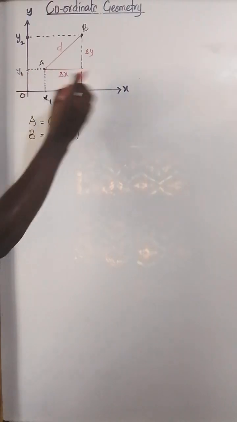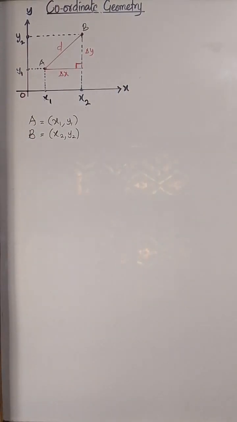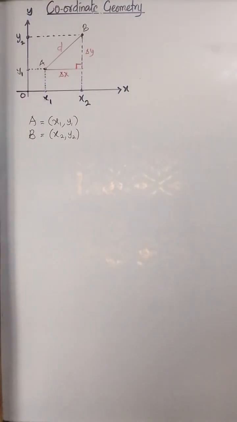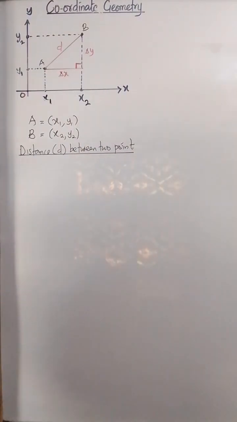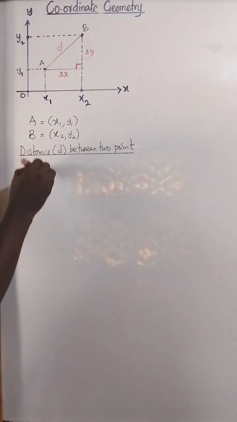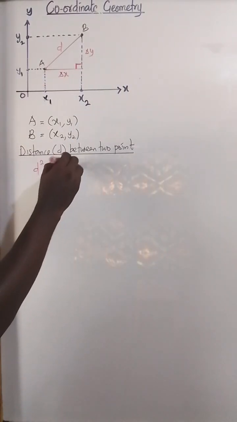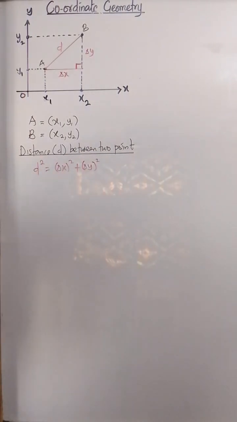This vertical line and this horizontal line, definitely is what? 90 degrees. And what happens here? This is a right angle triangle, then we can apply Pythagoras theorem. So we can get distance by applying Pythagoras theorem. This d is the hypotenuse. So we can say the square of d equals the square of change in x plus the square of change in y. To get d, we find the square root of both sides.